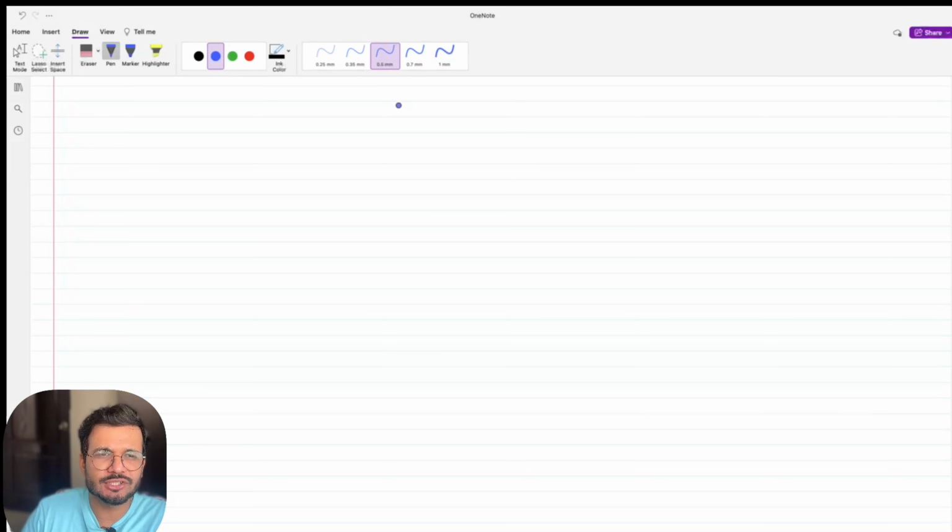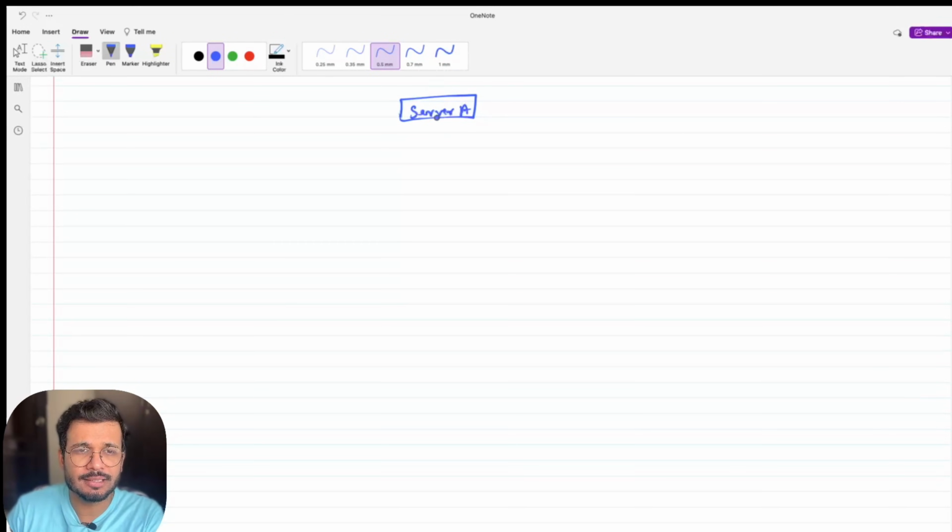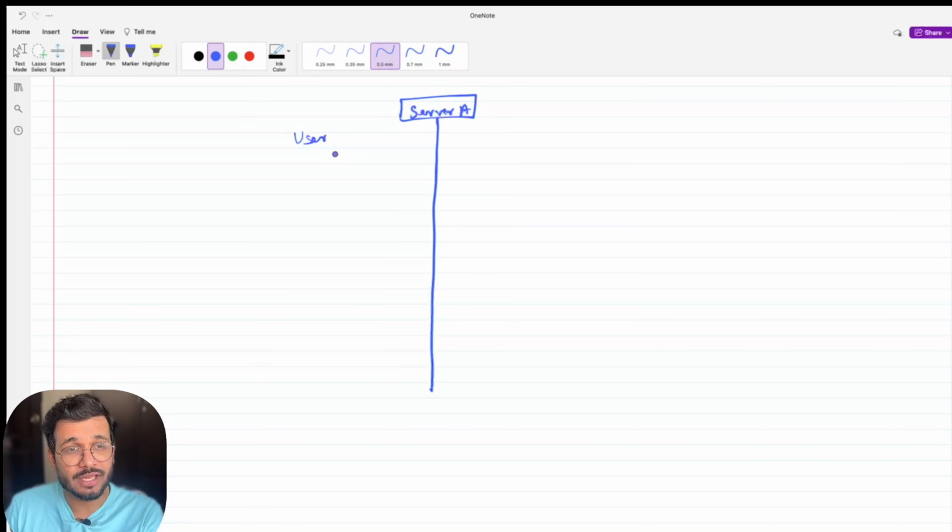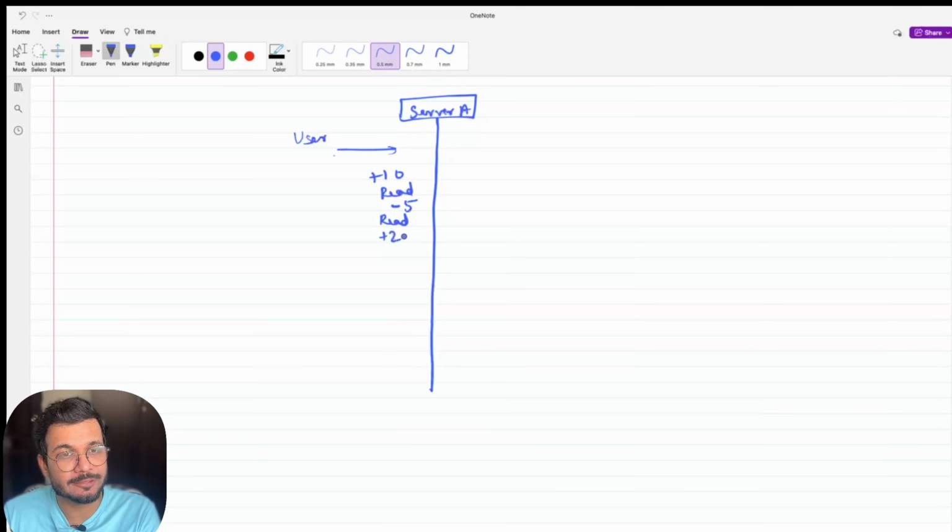Suppose there's a server A. We will mark this as server A and user A. He wants to append a value, or maybe add a value. Let's say add a value. So he does plus 10. Then he's not over yet. He wants to do a read, and based upon the value he wants to do minus 5, then again read and do plus 20.